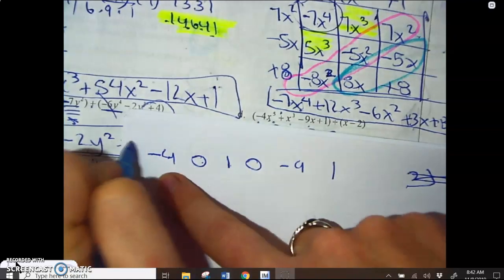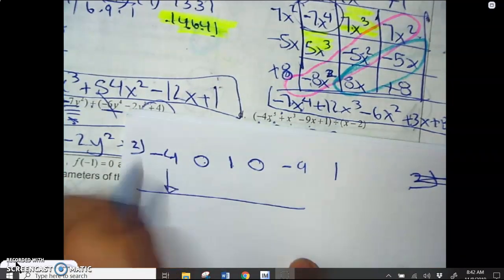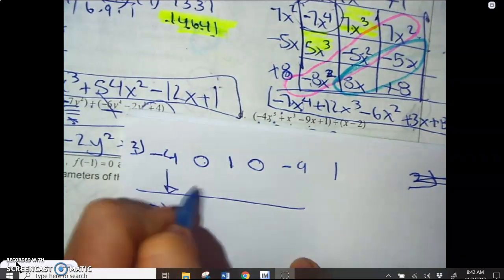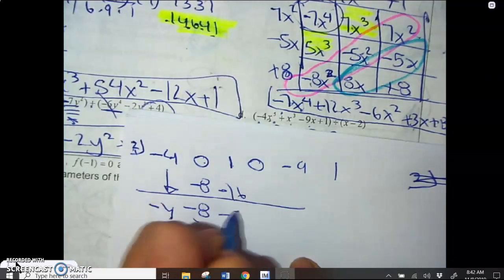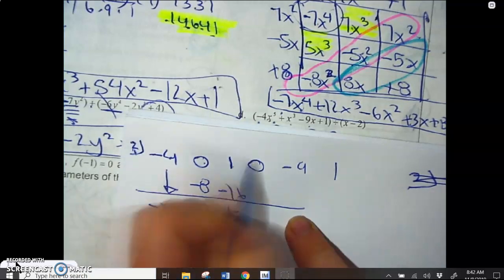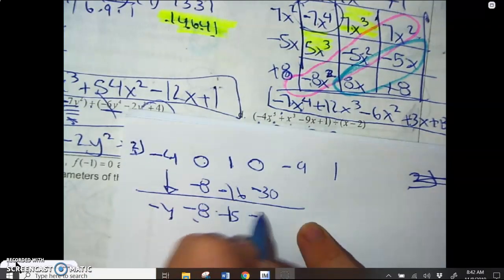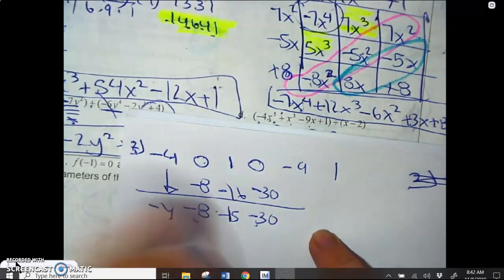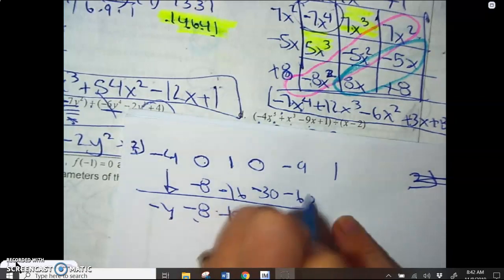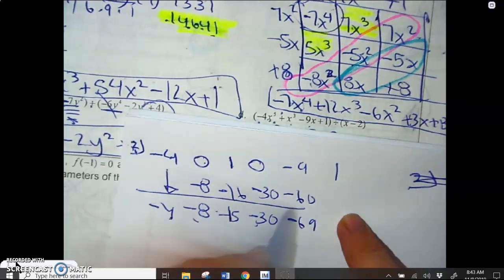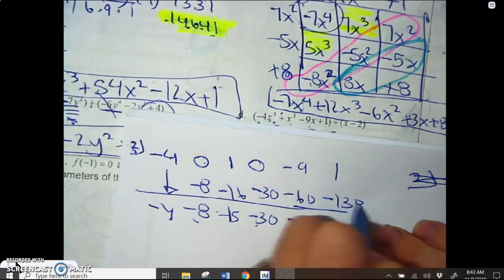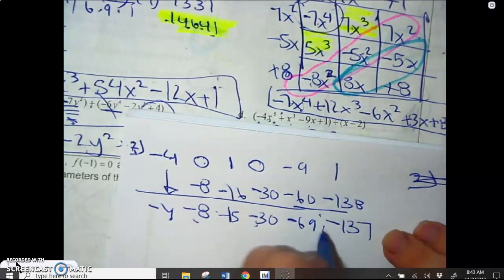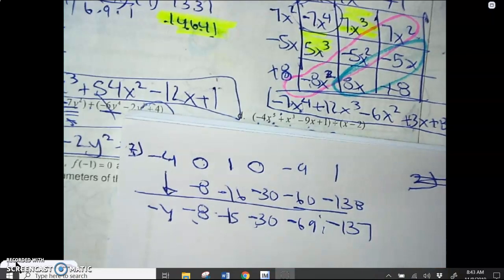And then I'm going to put a 2, bring it down, this times this, plus this. This times this, plus this. This times this, plus this. This times this, plus this. This times this. Let's see, 70, 140, 138. Negative 137. Okay? So hopefully I did that right.